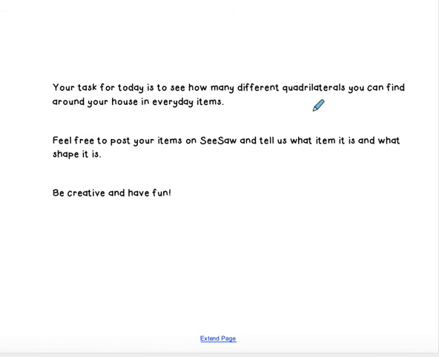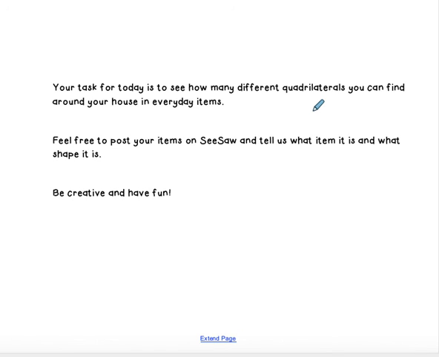Or maybe you find a quilt or a blanket that is a square. You could find all kinds of different shapes within your house. I'm just looking around the room I'm in right now. I see a lot of rectangles, some squares. I know we have a kite in our garage somewhere.